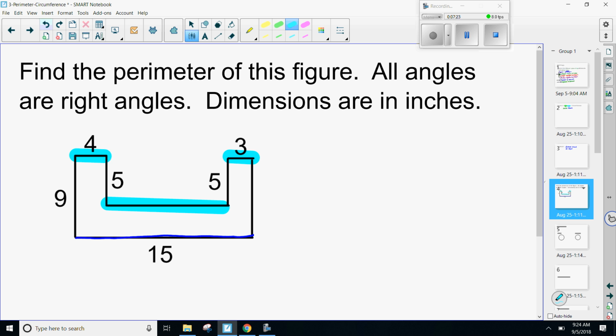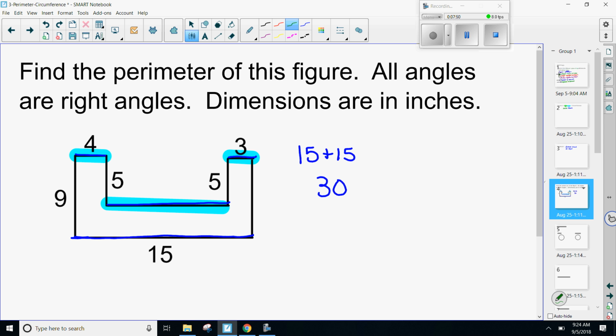So I know that these pieces that I have in blue, I have 15 on the bottom. This bottom piece right here is 15. And then I have another 4 plus this length plus that length. And that's going to be how much again? 15. So I'm going to have 15 plus 15. What's that give you a length of? 30. So I have 30 so far.